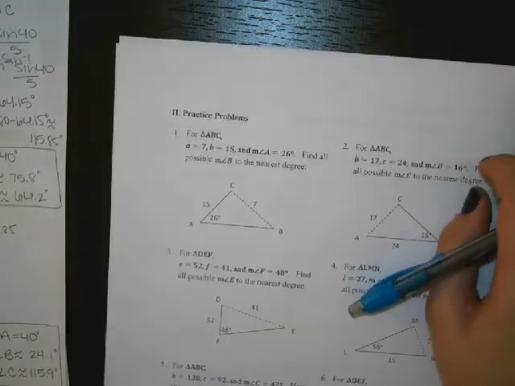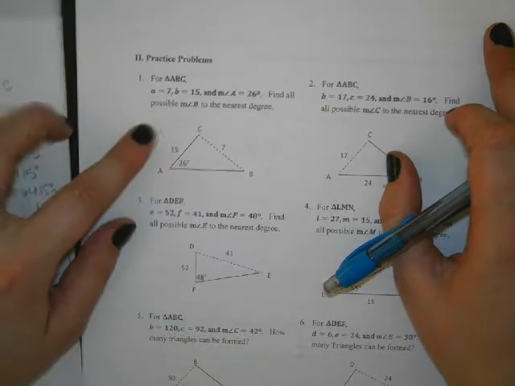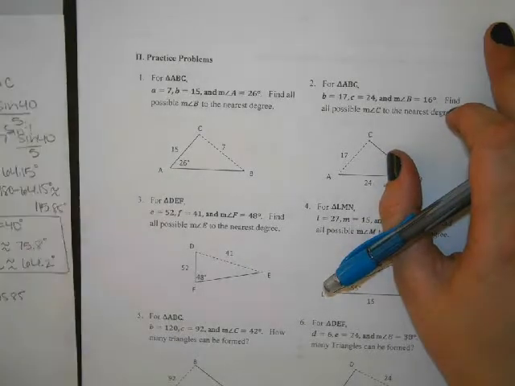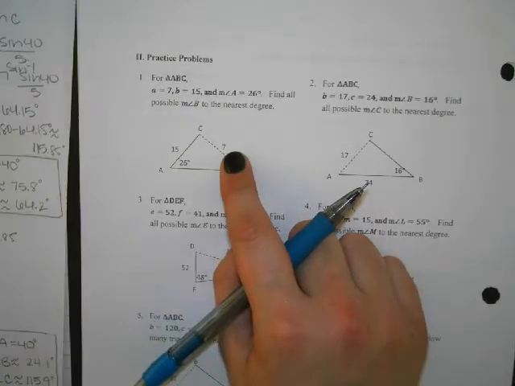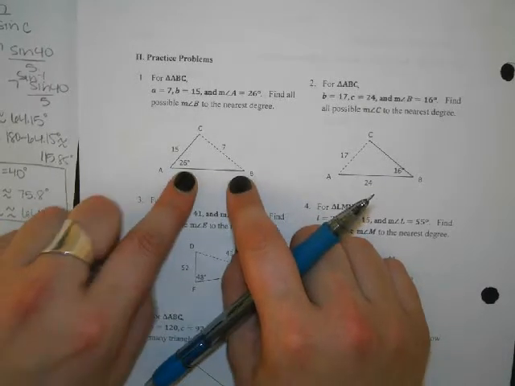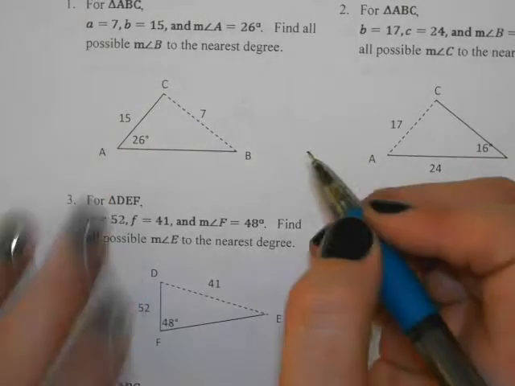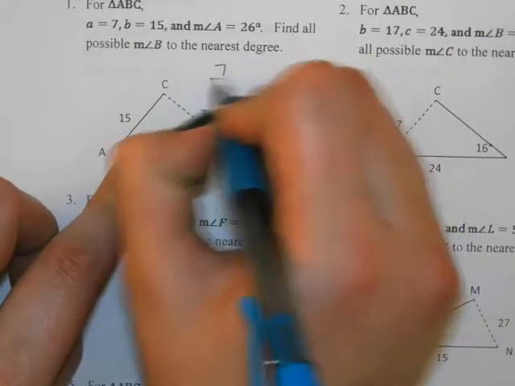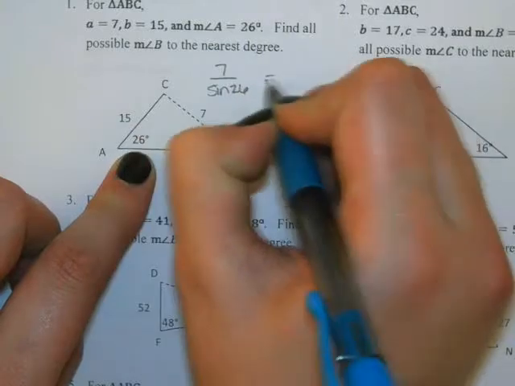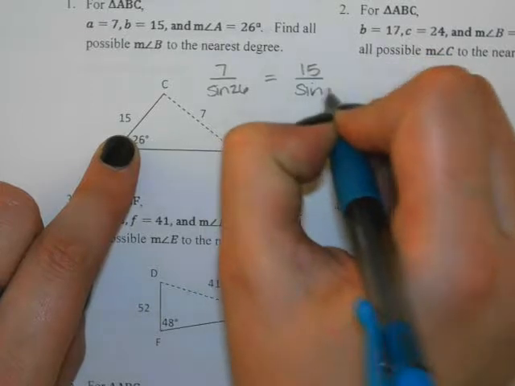All right. So here, listen carefully, these problems are starting you off easy. They are not going to ask you to solve the entire triangle. They're just going to say, tell me the two different angles I could have. Okay? So we're going to try that first. I'm going to take the information given and set up the problem. What are the two pairs of information I have that can set up my law of sines? So I'm going to say 7 over sine 26 equals 15 over sine B.